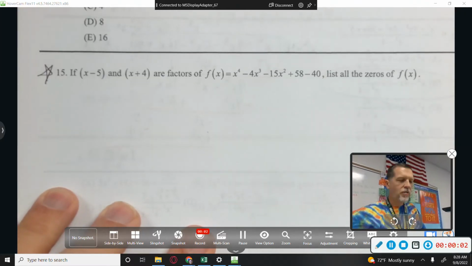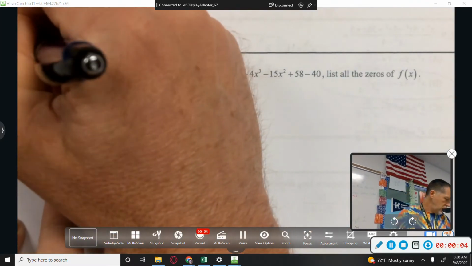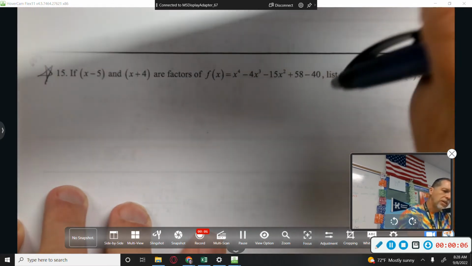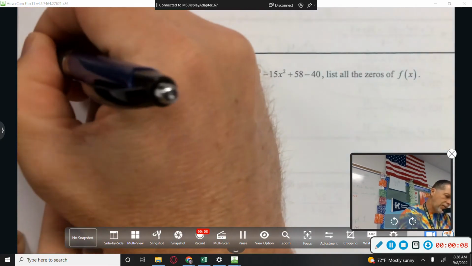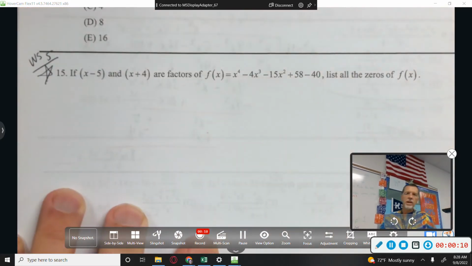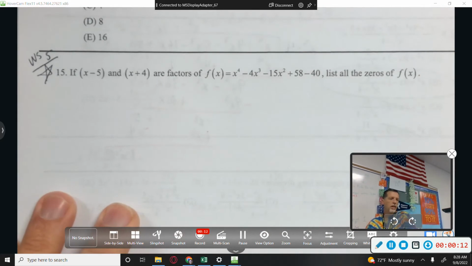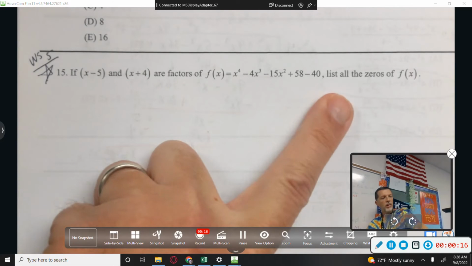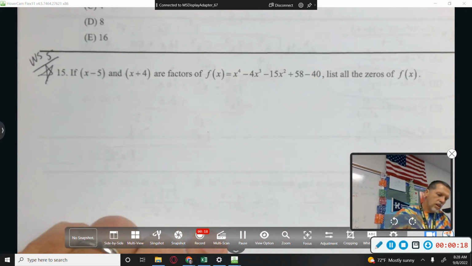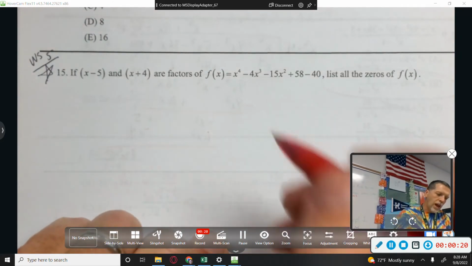So looking at number 15 from worksheet, whatever number this is, worksheet 5, because it leads into unit 6. So if x minus 5 and x plus 4 are factors of this thing, find all the zeros of that thing. Well, I guess the first question would be, how many zeros are there?